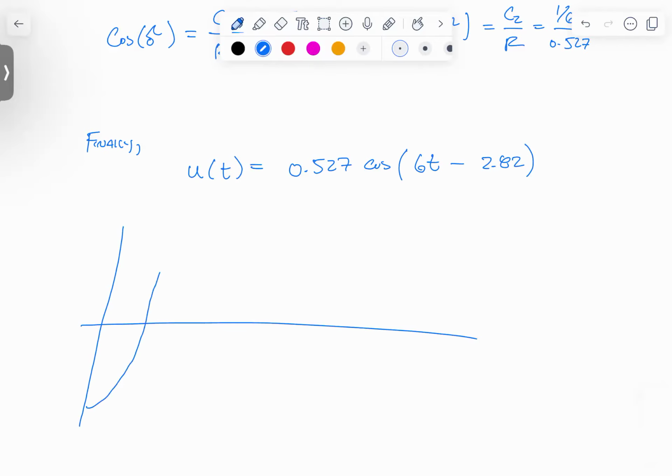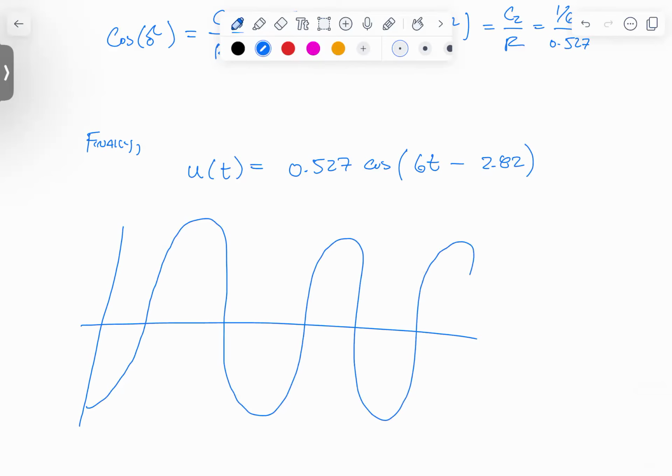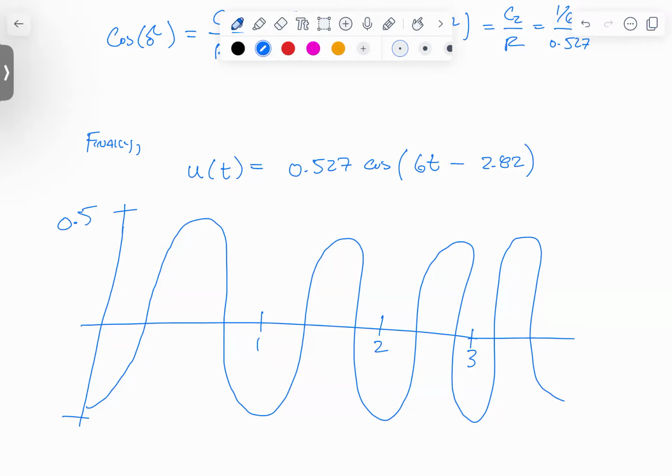The other nice thing about this is the value up there, the amplitude. It's about 0.527. Or sorry, I had it backwards. I'm just going to write 0.5 because it's pretty much that.